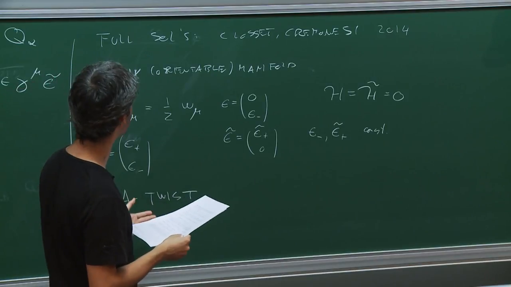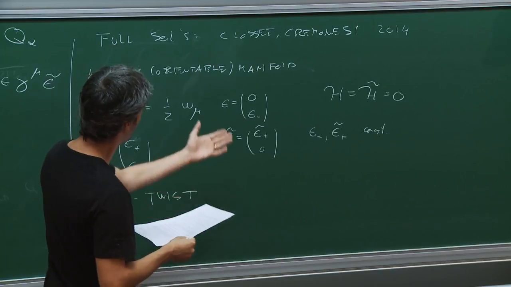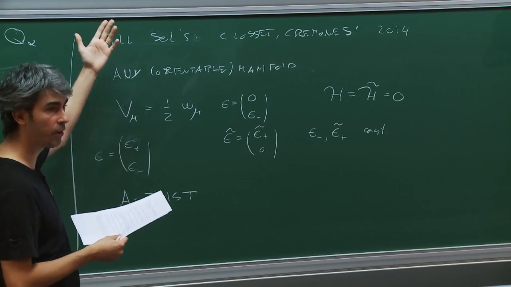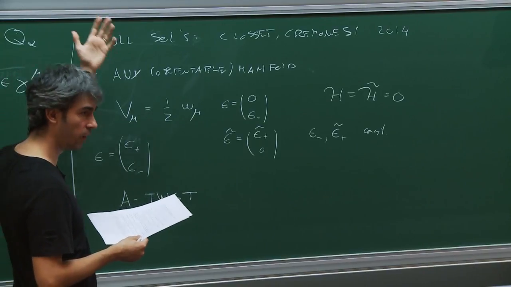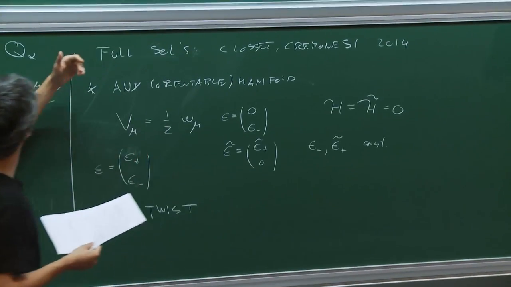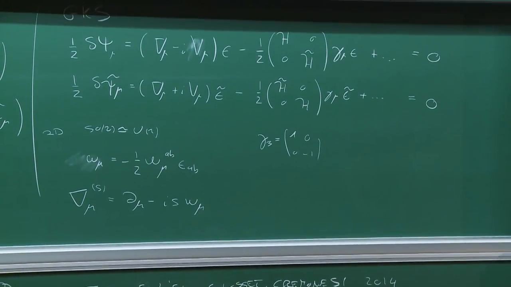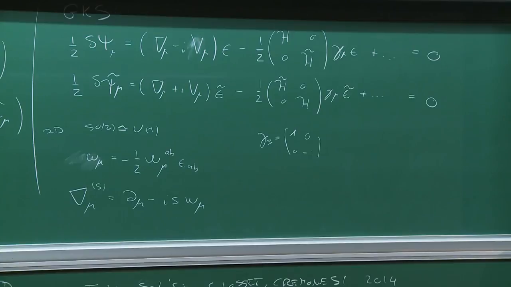So as I said, this solution has been known for a long time. However, it is reassuring that it is contained in this general formalism that is supposed to contain all ways of, at least using the R-multiplet, all ways to preserve supersymmetry on a Kähler manifold.